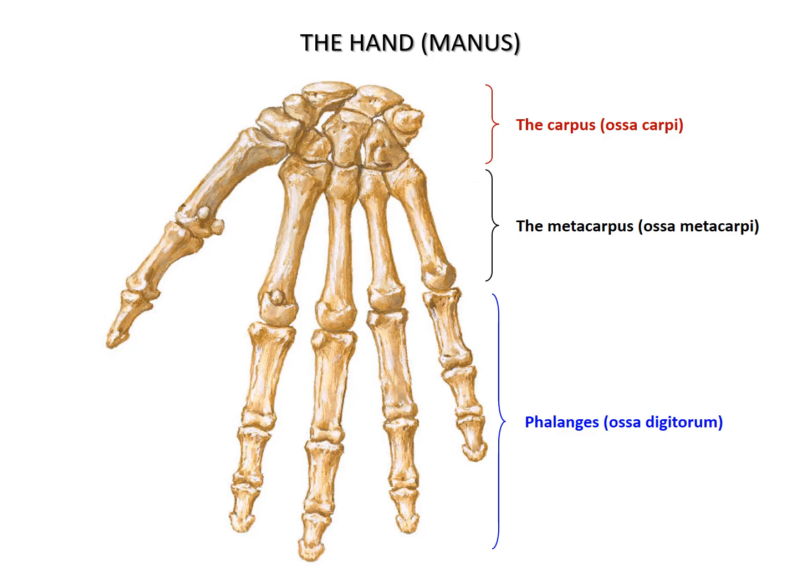Each digit, called a finger, of which there are 4, consists of a metacarpal bone and 3 phalanges. The remaining digit, the thumb or pollex, has a metacarpal bone and only 2 phalanges.